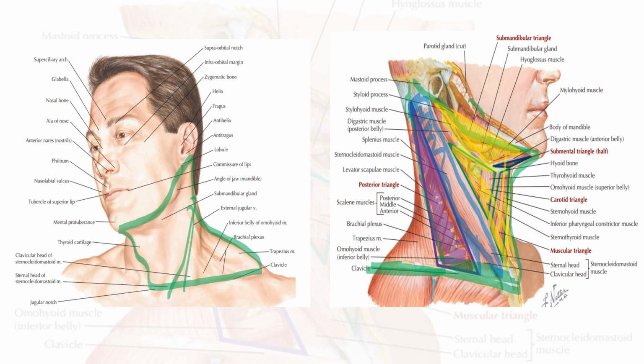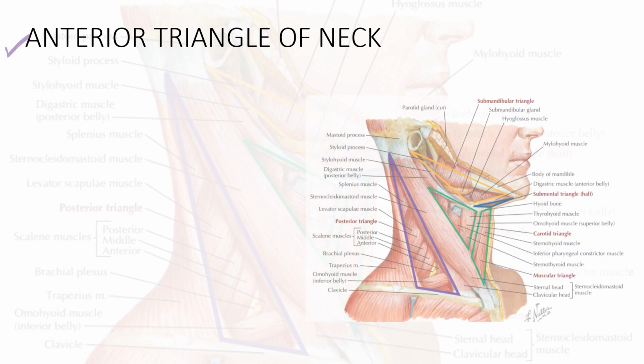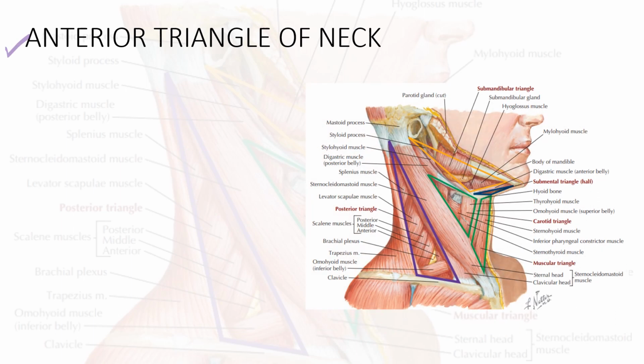So now I think it is very clear that the neck has 2 triangles. Majorly the neck is composed of 2 triangles, the anterior triangle which I have shaded in yellow color and the posterior triangle. So in this video we will discuss only the anterior triangle. So here is the same diagram.